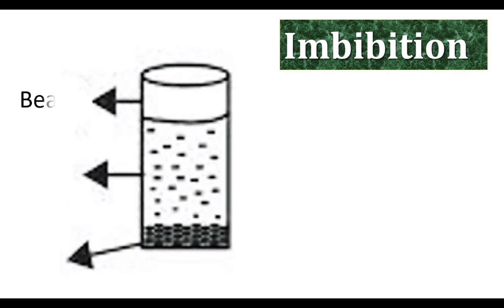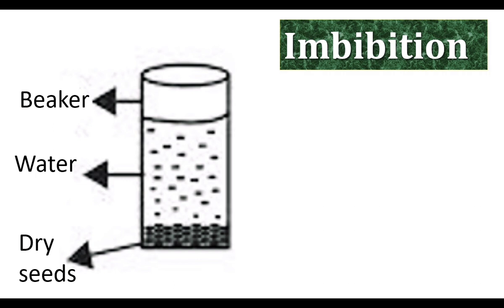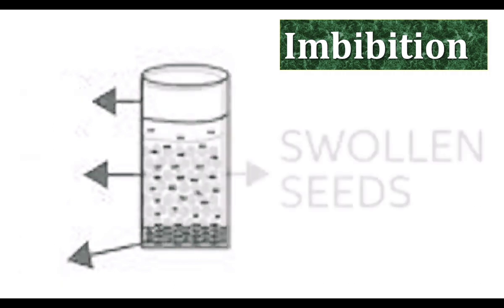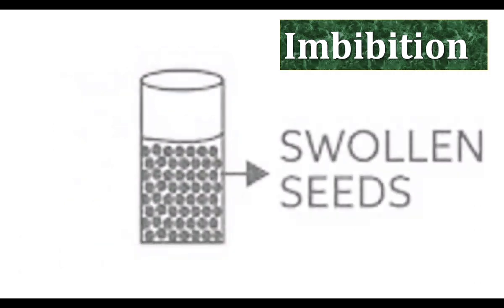Let us start with imbibition. Imbibition is a kind of transport. This is a beaker, water is taken inside. Dry seeds are kept inside the beaker. Water moves inside the dry seeds. Dry seeds are solid substances. Water gets into the solid substance. That results in swelling of the dry seeds.